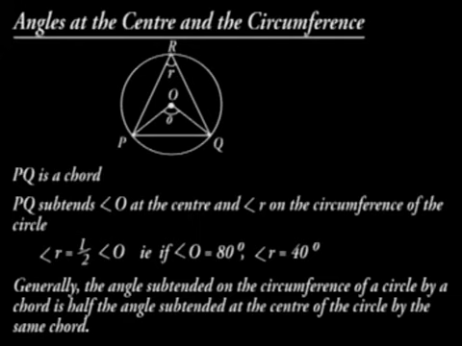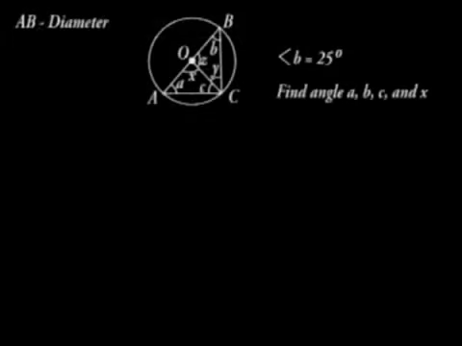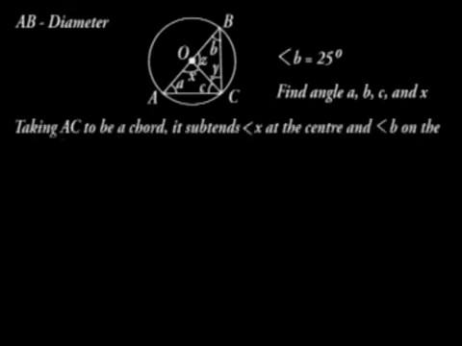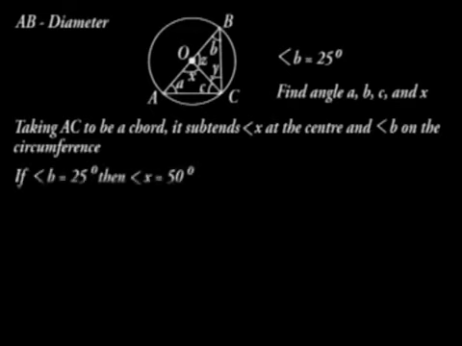For example, AB is a diameter. O is the center of the circle. Angle B is equal to 25 degrees. Find angles A, B, C, and X. In our solution, taking AC to be a chord, it subtends angle X at the center and angle B on the circumference. Therefore, if B is 25, then X is 50 degrees.